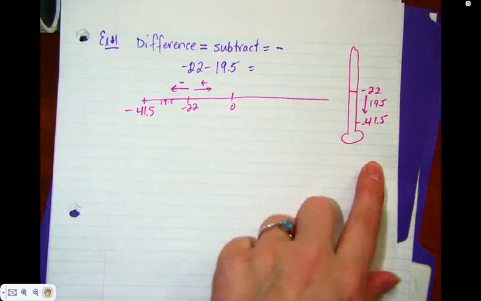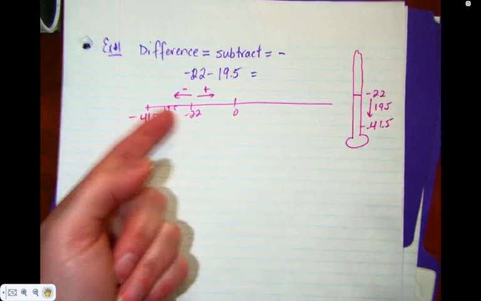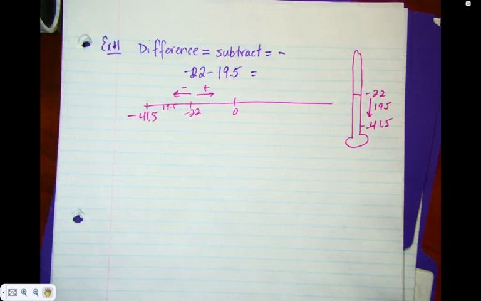Some people like to do math sideways. Some people like to do math vertically. Some people like a diagram. Some people like a number line. I don't care how you do the question. It is completely up to you. I'm just giving you choices. Question number one.